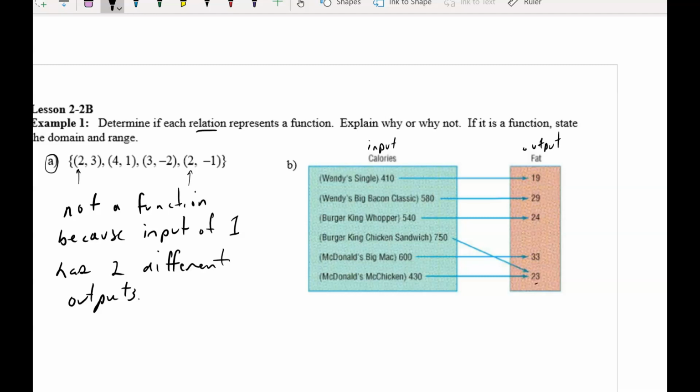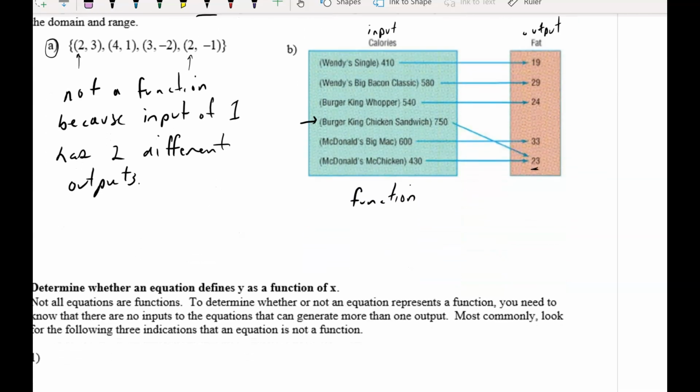It doesn't matter that this 23 appears more than once, because if you have a Burger King chicken sandwich, it's going to have 23 grams of fat. There's not another option. So each input only has one output that goes with it. So this is a function. And if you want to write it down, it's because each input corresponds with exactly one output.